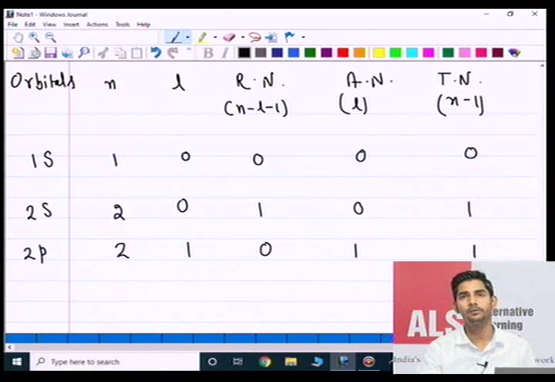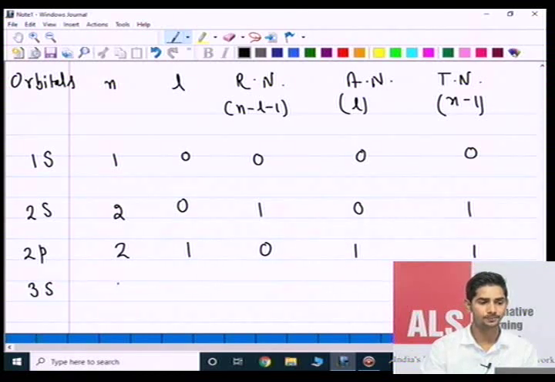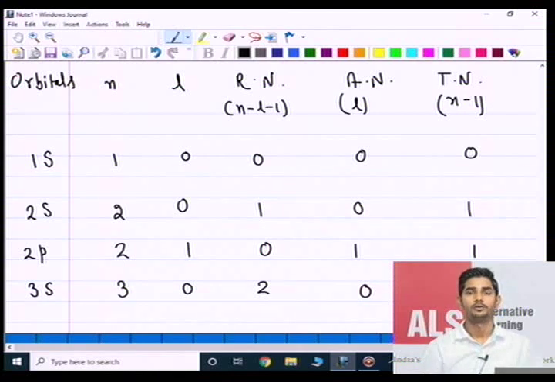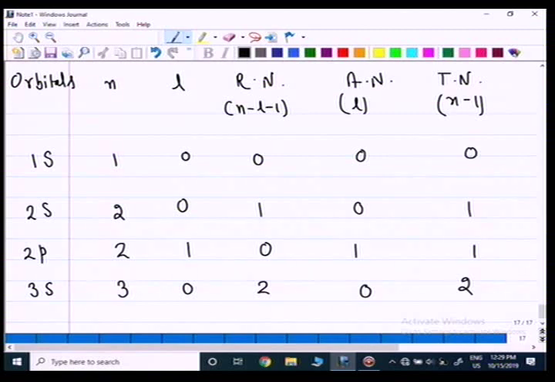So guys, what do we have to learn over here? In case of 2p, we will have a total node of 1, and that node is actually an angular node. There is no spherical node. If I talk about 3s, n is 3, l is 0, radial node is 2, angular node is 0, and total node is 2. So by these formulas, we can get these values. In case of 3s, we have 2 nodes in total, and both of the nodes are radial in nature. There is no angular node over there.